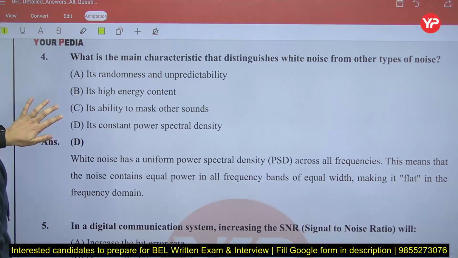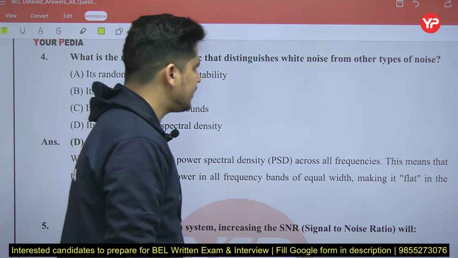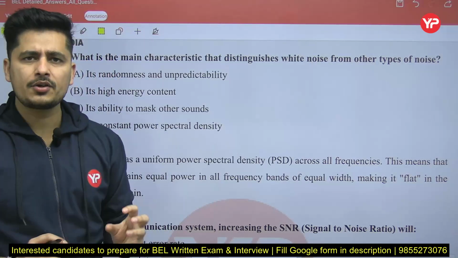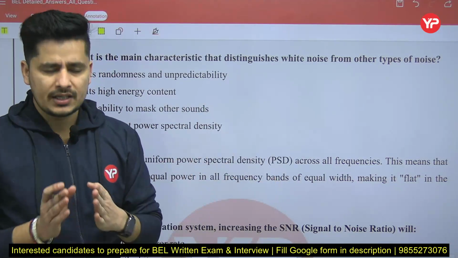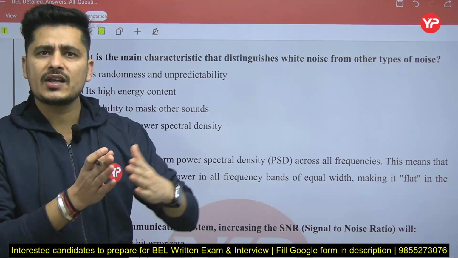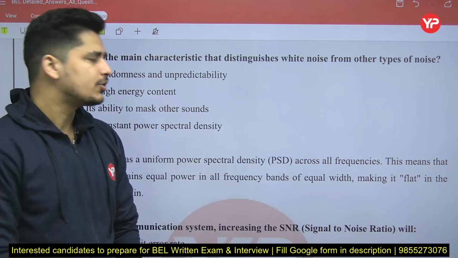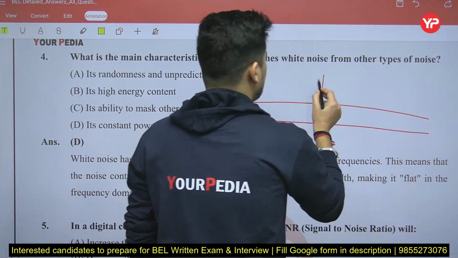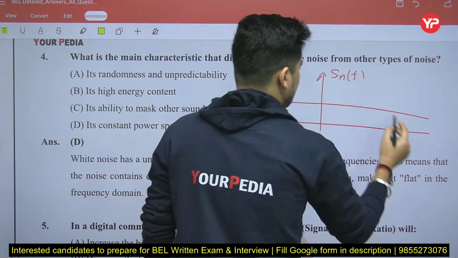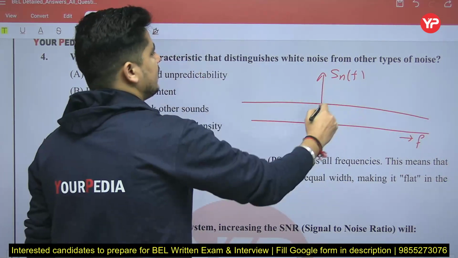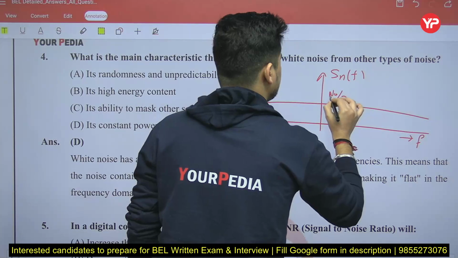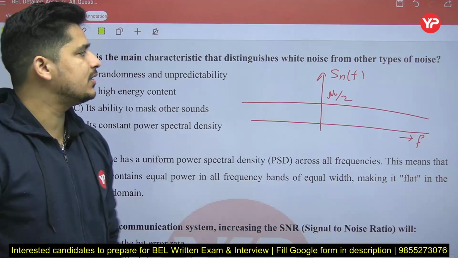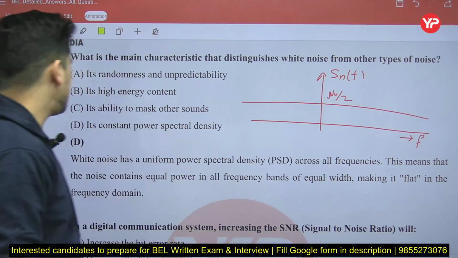Next. What is the main characteristic that distinguishes white noise from other types of noise? See, basically if you are talking about white noise, what is the meaning of white? White means, see, if you have white light, it has all types of colors inside it. Same thing, if I am talking about white noise, the power spectral density S_n(f) with respect to f is constant, that will be N0/2. So the white noise will affect all the frequencies with the same amount. That's why we are saying it's white.